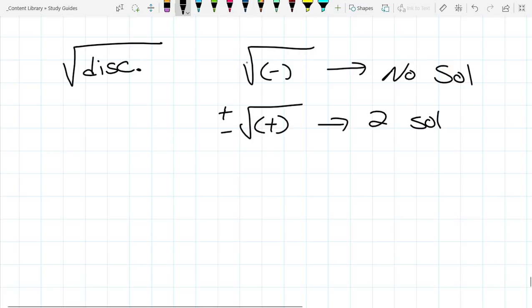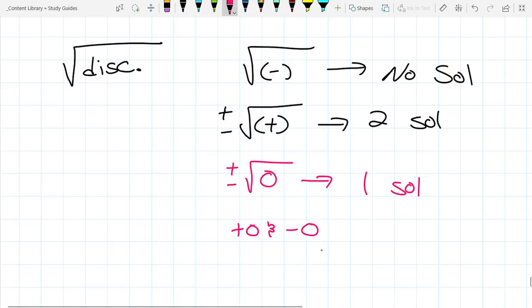Or I might ask you what happens if you end up with a 0. In that case, there's only one solution. Because even though there's a plus minus sign in front of here, positive 0 and negative 0 are the exact same thing. So you only get one answer.